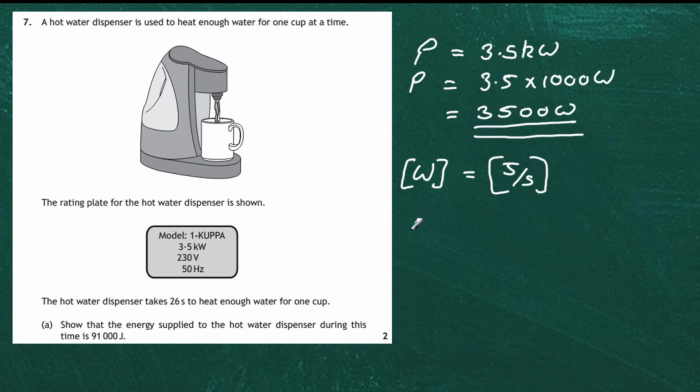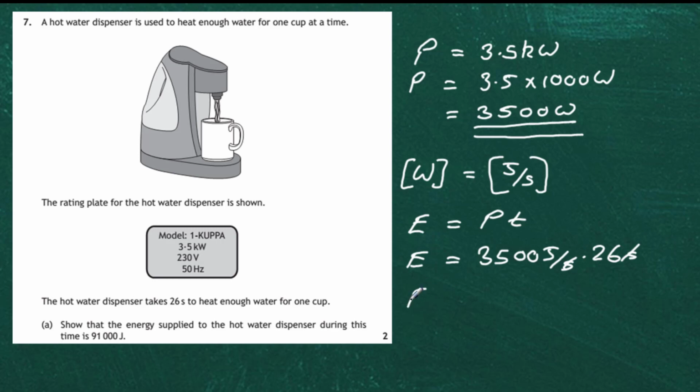We want to find the energy supplied, and we take the power and multiply it by the time, knowing that the unit of power is the watt, which is equal to the joule per second. So we multiply by time in seconds, and we should get the number of joules. So energy is equal to the power of the appliance, which we've written out as 3,500 joules per second, multiplied by the time, and we're told the time is 26 seconds. You can see the seconds cancel out, and you're left with the joule, which is what we're after.